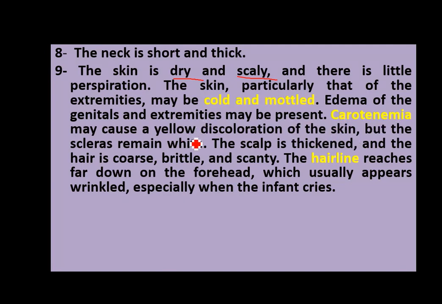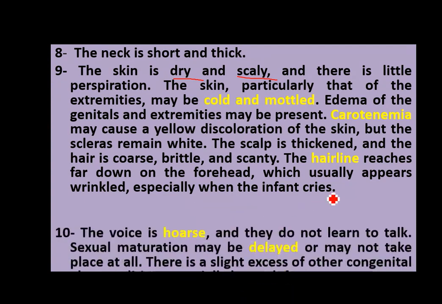Carotenemia may cause a yellow discoloration of the skin, but the sclera remain white, so this is differentiated from jaundice, where the sclera is also yellow. The scalp is thick and the hair is coarse, brittle, and scanty. The hairline reaches far down on the forehead, which usually appears wrinkled, especially when the infant cries.